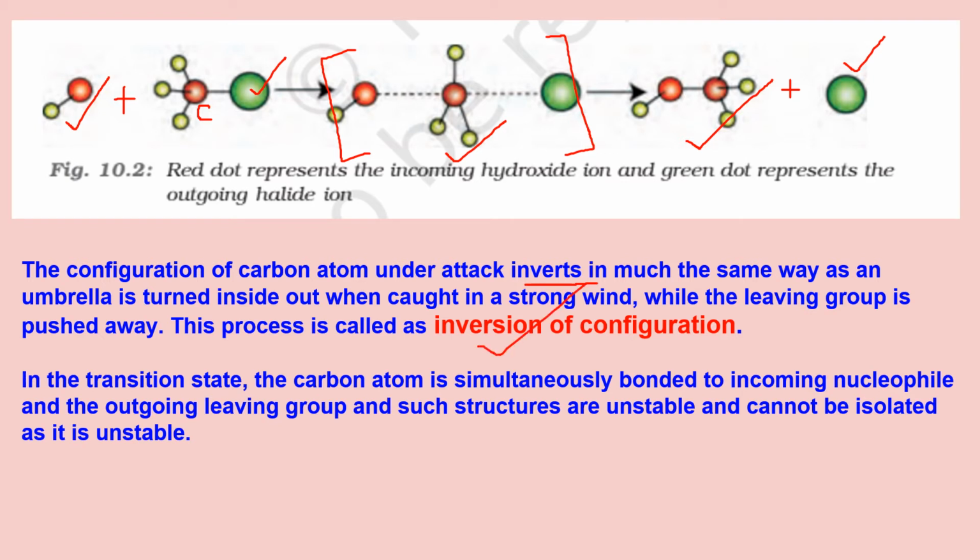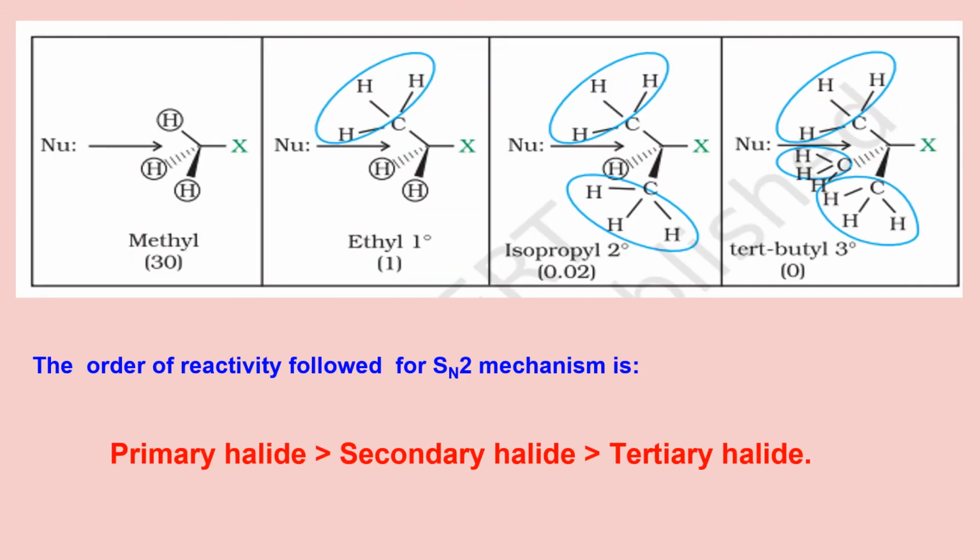Easy to understand. This intermediate is also termed as transition state, because the transition from the reactant to product is taking place. And the carbon atom is simultaneously bonded to incoming nucleophile and outgoing leaving group. So it is unstable. It cannot remain like that because it's showing 5 bonds of the central carbon. That's why it finally gives us the desired product. Same thing again emphasized here, again from NCERT.